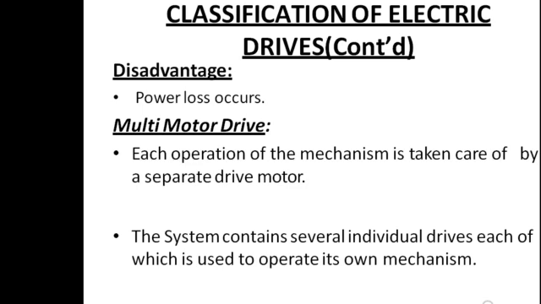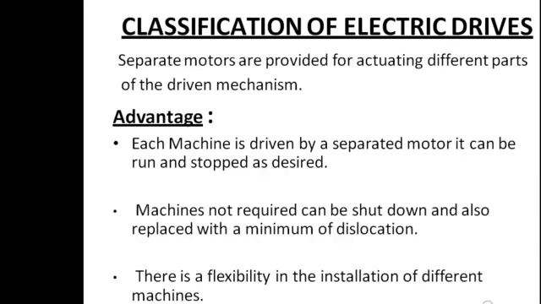If it is a multi-motor drive, each operation of the mechanism is taken care of by a separate driving motor. The system contains several individual drives, each of which is used to operate its own mechanism. Separate motors are provided for actuating different parts of the driven mechanism. The advantages: each machine is driven by a separate motor. It can be run and stopped as desired. Machines not required can be shut down and also replaced with a minimum of dislocation. There is flexibility in installation of different mechanisms.